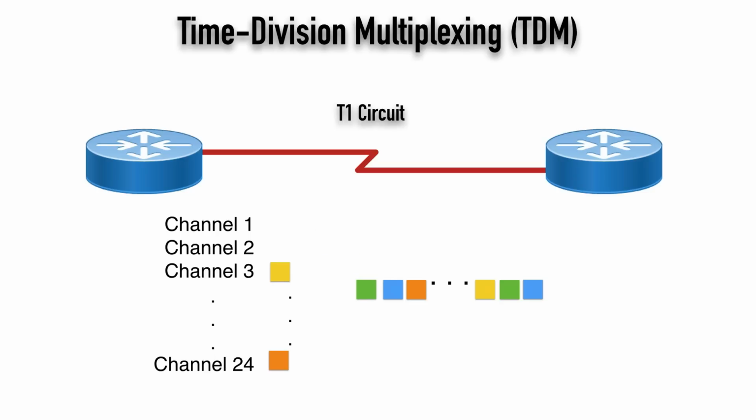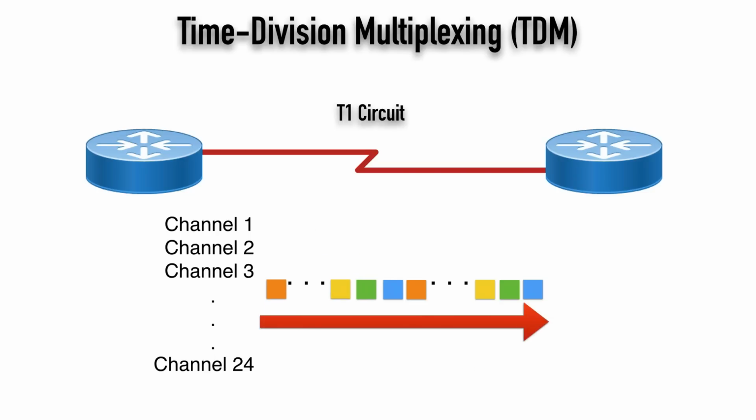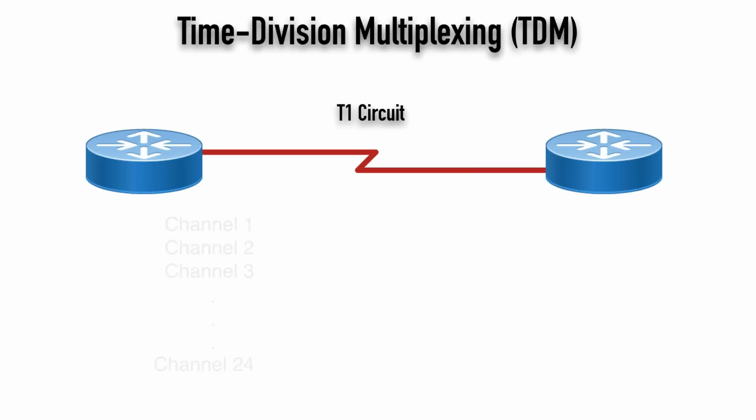Another sample from channel 1 and 2 and 3 all the way through channel 24. We've got all these lined up and we'll transmit over the wire like that. That's how we do it. That's the magic of how we send multiple simultaneous conversations over a single circuit.